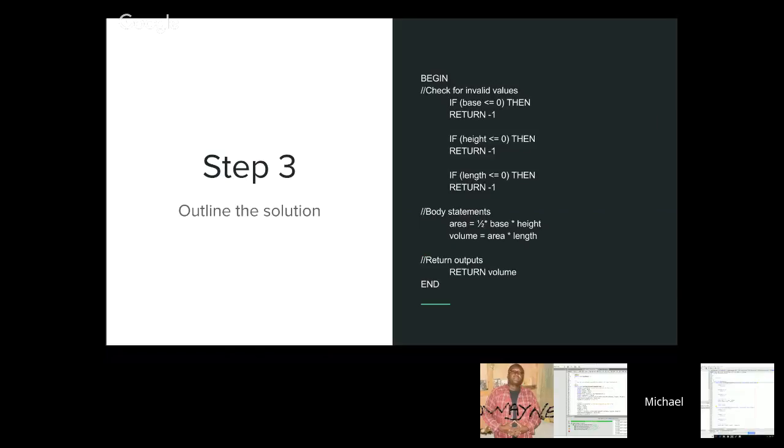Step 3 is to outline a solution. In this step, we create pseudocode. So we start there at the beginning. We check for invalid values. Then we do our body statements, which is really our formula. And we go to return the outputs, which is the volume.